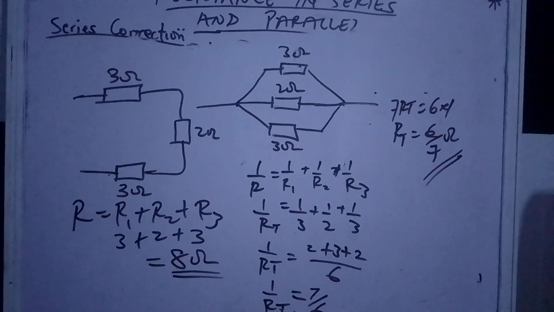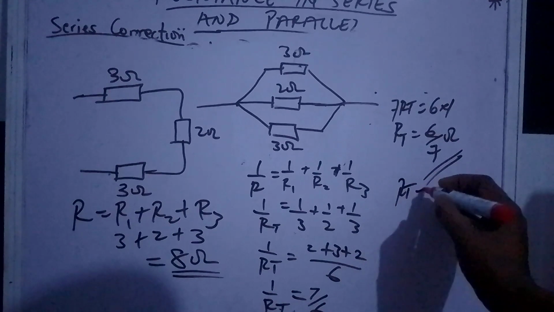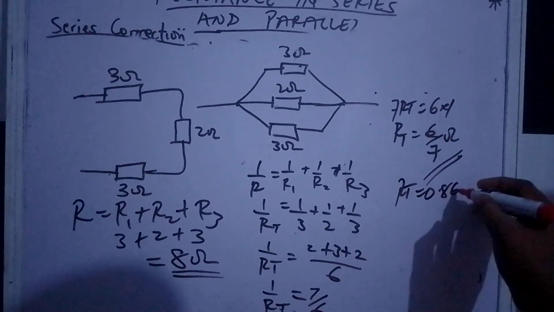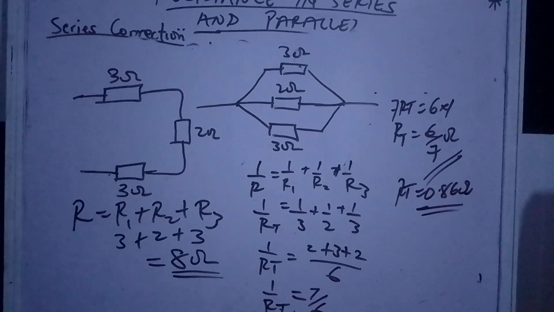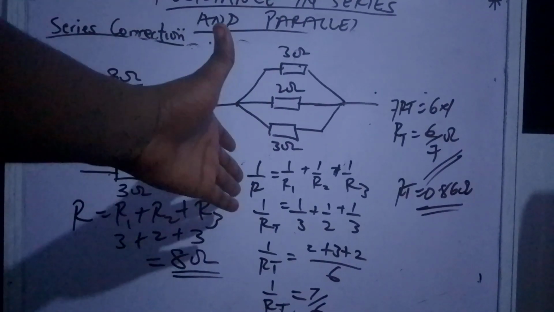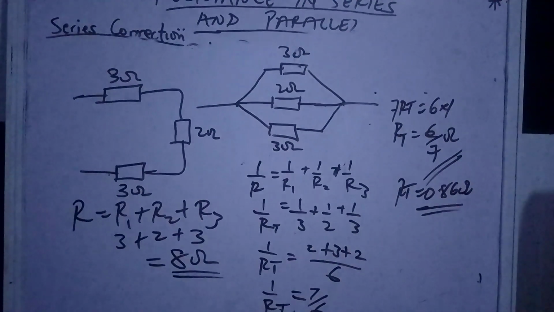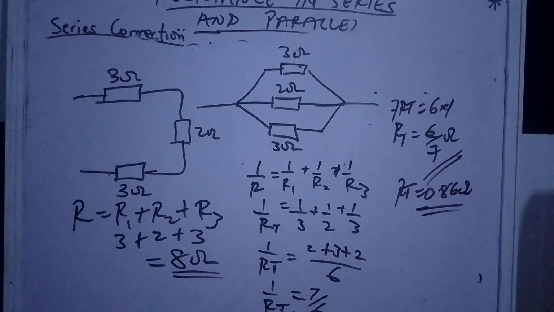And 6 divided by 7 ohms, we want to use calculator just to solve further. We are going to have 0.86. So R total is going to be, I think, 0.86 ohms. It should be around that value. So this is going to be our equivalent resistance. So all these resistors, when they are in parallel and I add them together, it's going to give me 0.86 ohms. But when they are in series and I find their total resistance, it is going to give me 8 ohms.